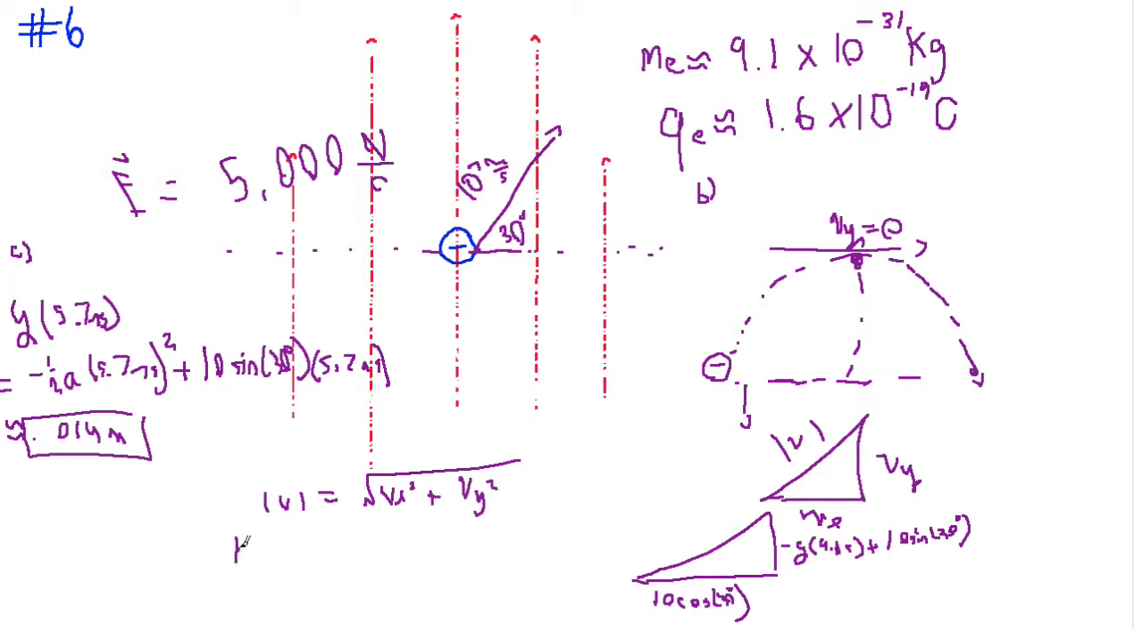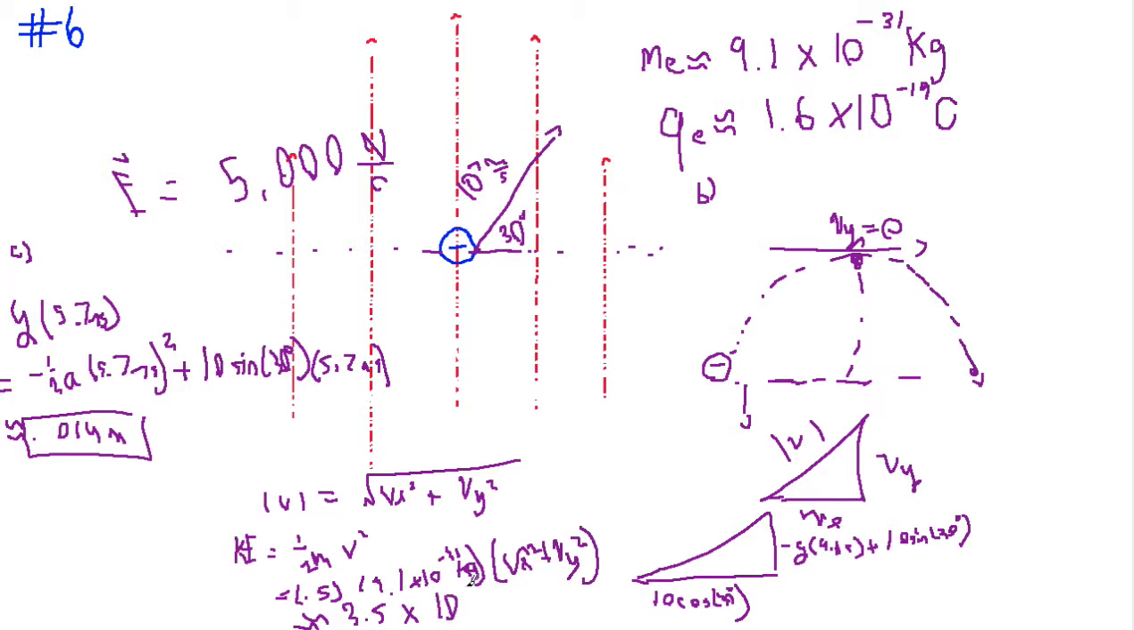And the kinetic energy is equal to 1/2 mv squared. Therefore, it's going to be equal to 0.5 times 9.1 times 10 to the negative 31 kilograms times Vx squared plus Vy squared, because the square root is no longer there. That's going to end up being approximately 3.5 times 10 to the negative 17 joules. And we're done.